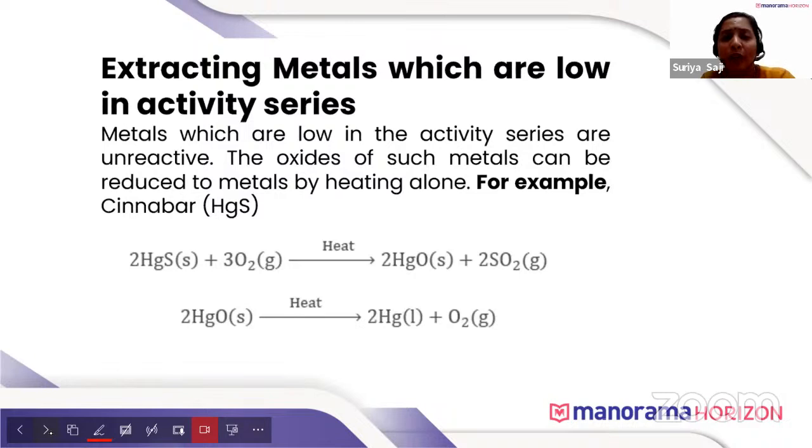So how will we extract metals that are low in reactivity in the activity series? Low reactivity means these metals are unreactive. So first we will treat that ore with oxygen and we will get the oxide. If we heat that oxide again, it will undergo reduction, and we will get the pure metal. So that is what happens here.